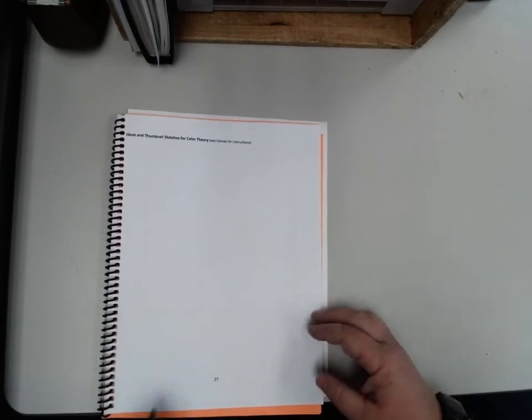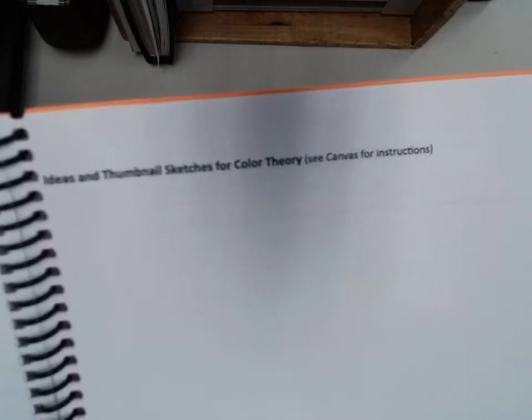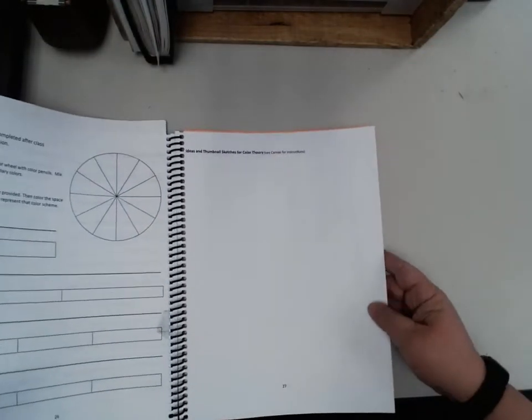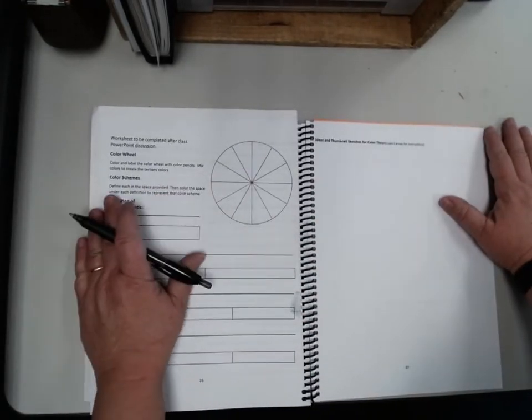The first thing you're going to do is turn to page 27 in your workbooks. If you don't have the page, you can just use any old page and that's fine. It says ideas and thumbnail sketches for your color theory. On page 26, this is kind of your cheat sheet, okay?